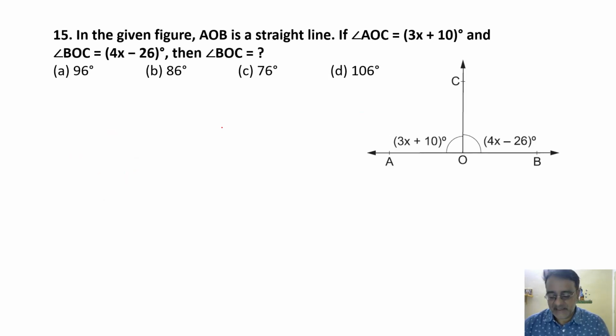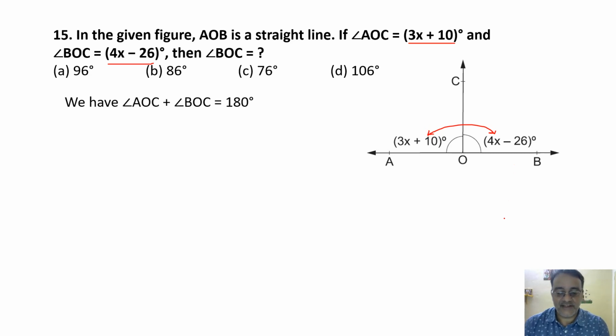Right. So now we are moving toward question number 15. In the given figure, AOB is a straight line. If angle AOC is 3x plus 10 degrees and angle BOC is 4x minus 26 degrees, then angle BOC is what? Now what is the sum of these two angles? 180 degrees, linear pair, or you can write straight angle also, straight line.